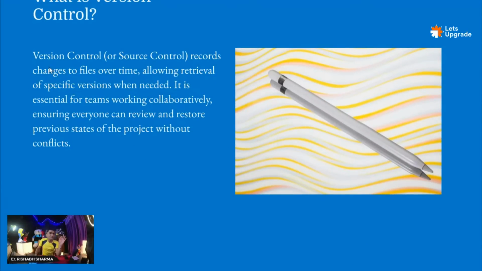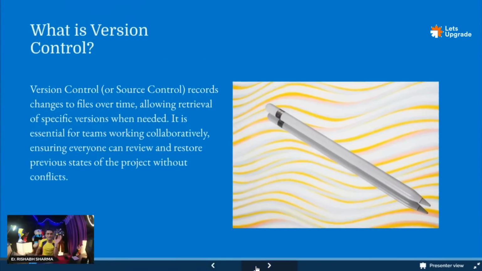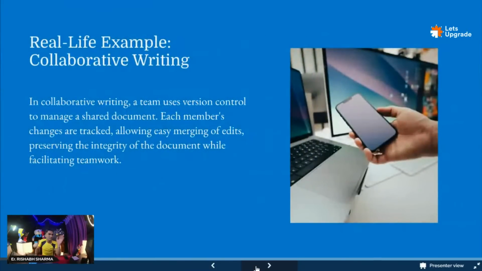It records the changes in the files, right? It can always record what changes you have made in a specific file. You can always record in which file you have made the changes, right? Allowing the retrieval of specific versions and collaborative work, ensuring that everyone can review and resolve their conflicts. Perfect. So this was version control.